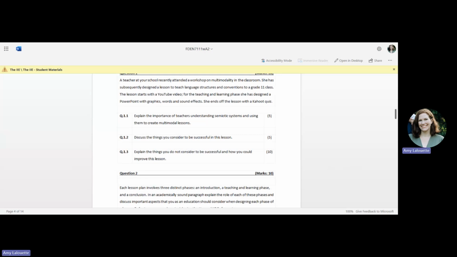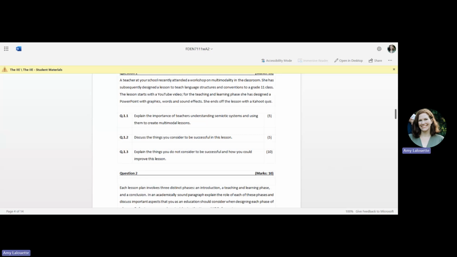So for 5 marks, we're looking for 5 points on the importance of semiotics and how they're used in effective multimodal lessons. If you stop and think about it, it is very logical. I believe every single one of you is perfectly capable of answering this question with ease. It's very logical, very straightforward points that we are looking for here.